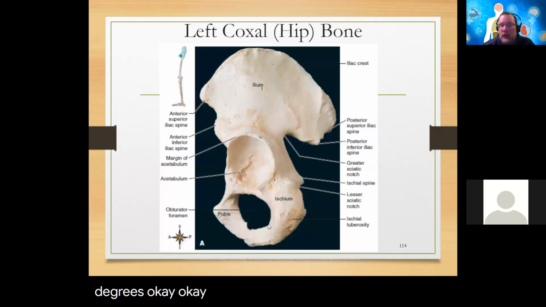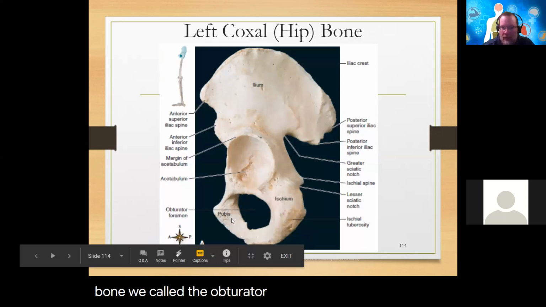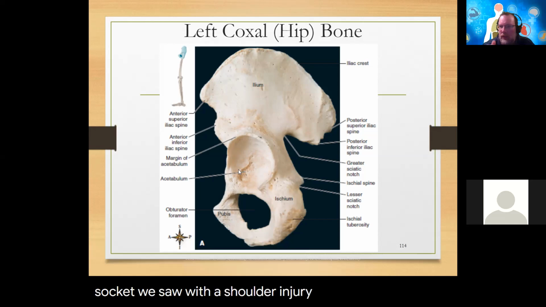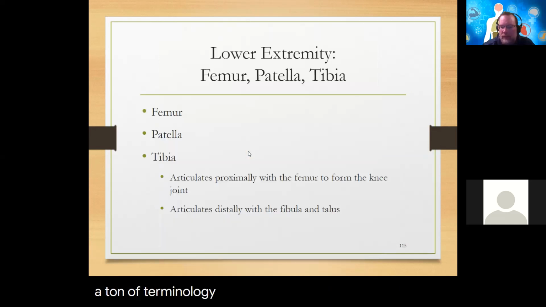A couple things. Here's the biggest hole in a bone. We call it the obturator foramen. We also have the hip socket. We saw with the shoulder and the scapula, we called it the glenoid fossa. In the hips or the hip bones, we call it the acetabulum. And again, you guys are getting inundated with a ton of terminology. So hang in there. You're doing great.